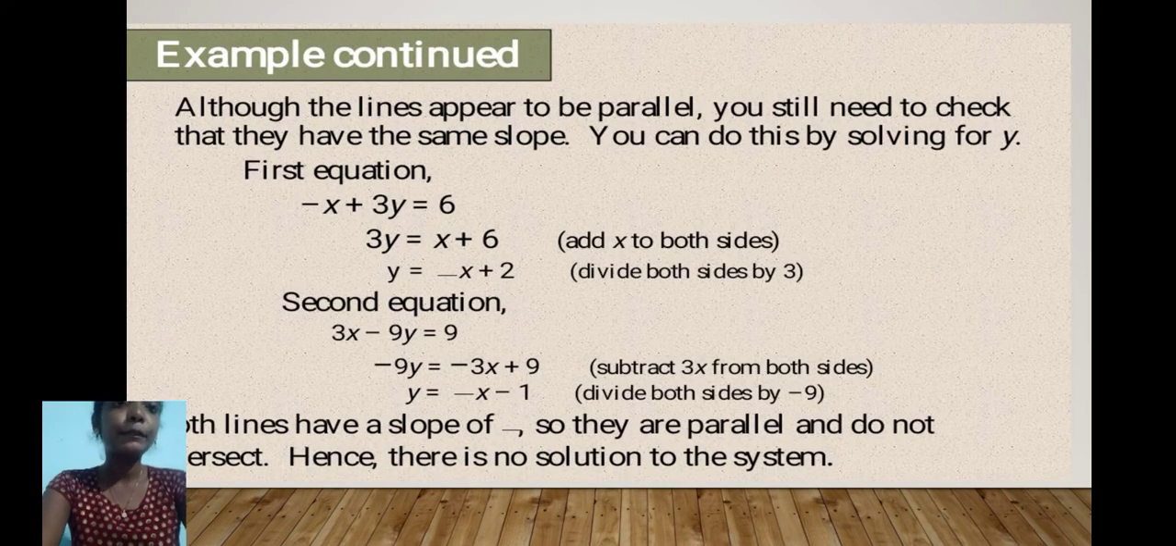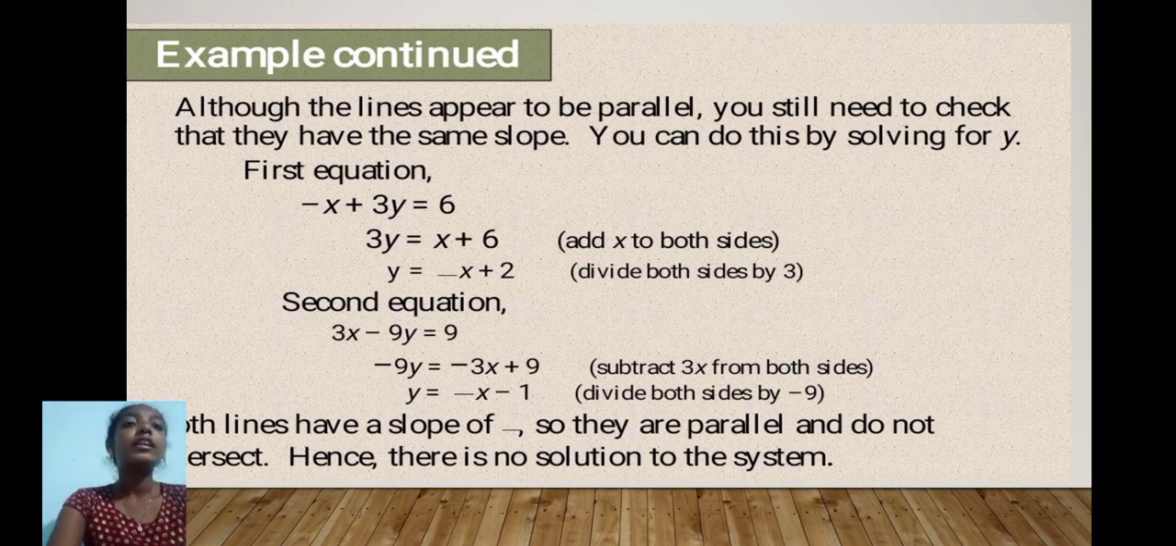Although the lines appear to be parallel, you still need to check that they have the same slope. You can do this by solving for y. The first equation is -x + 3y = 6. Now add x to both sides. We will get 3y = x + 6. Now divide both sides by 3. We will get y = x/3 + 2.